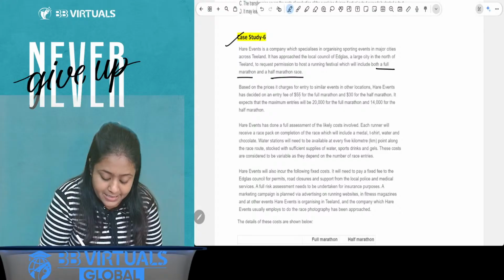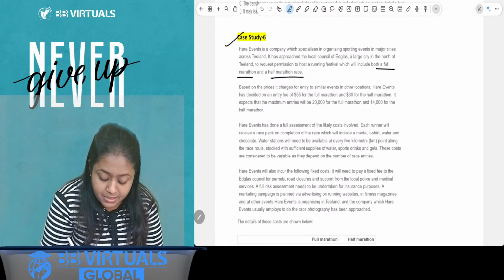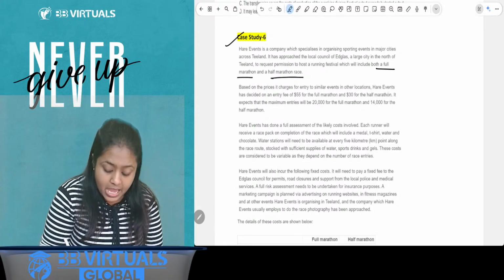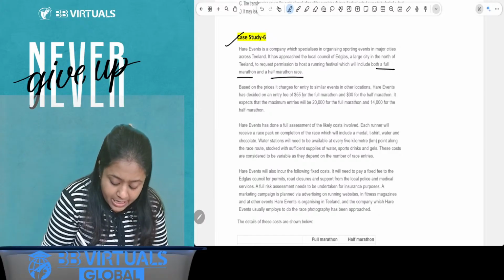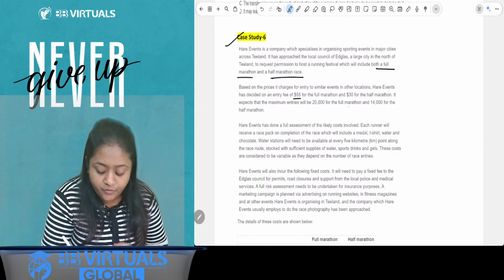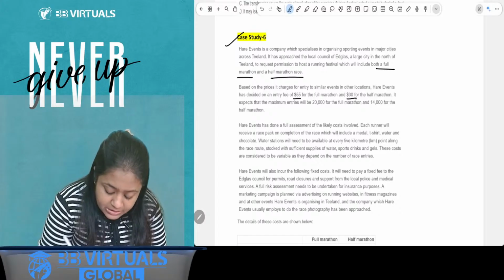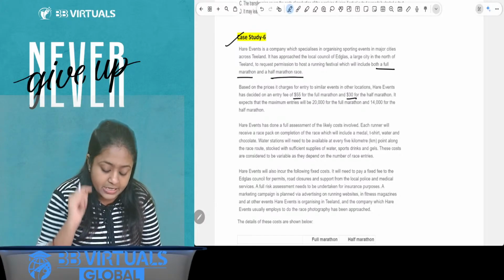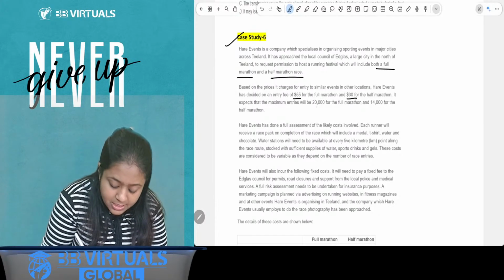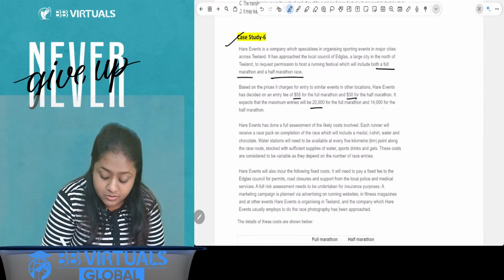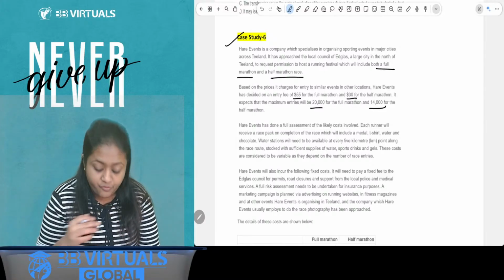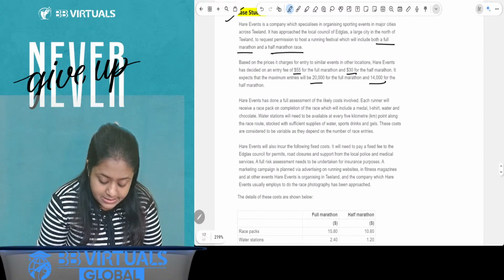Based on the prices, the charges for entry to similar events in other locations, Hair Events has decided to put an entry fee of 55 for the full marathon race and 30 for the half marathon race. It is expecting that the maximum entries will be 20,000 for the full marathon and 14,000 for the half marathon. Hair Events has done a full assessment of the likely costs involved.